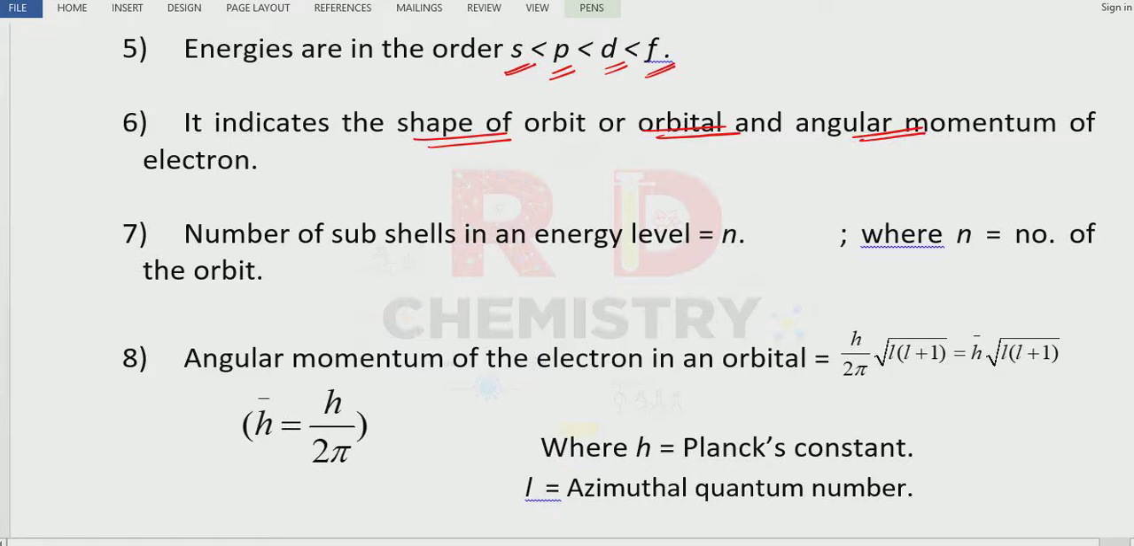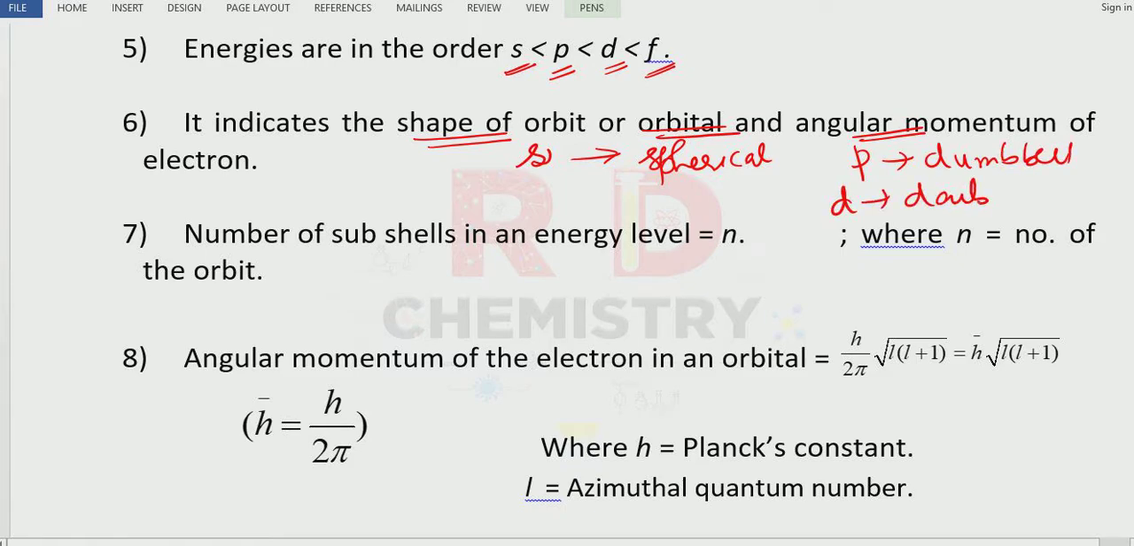Suppose we have the s subshell. It tells about the shape. It is spherical in shape. The p subshell is a dumbbell shape. Whereas the d subshell is a double dumbbell. Whereas the f subshell is a complex triple dumbbell, we simply call it complex.